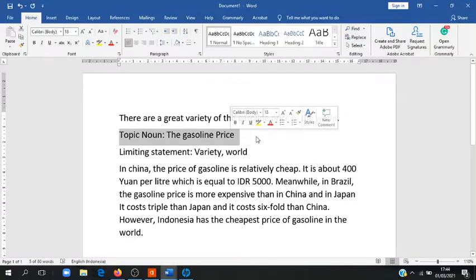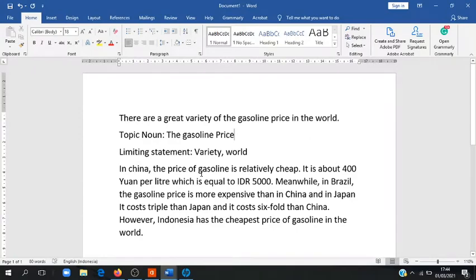Gasoline is the topic noun. See, every sentence here always contains kata gasoline. Yang kedua, ini kalimat kedua juga ada kata gasoline price. Kalimat yang ketiga, ini juga ada kata price of gasoline. Jadi makanya gasoline price atau price of gasoline become the topic noun of this composition. And then ada kata world sebagai limiting, itu ada Brazil, ada China, ada Indonesia. Kemudian ada Japan, sedikit disinggung juga di sini, dan ada kata variety. Variety ditunjukkan dengan kata cheaper, the cheapest, the more expensive, sixfold, 6 kali lipat harganya, triple, anything like that.